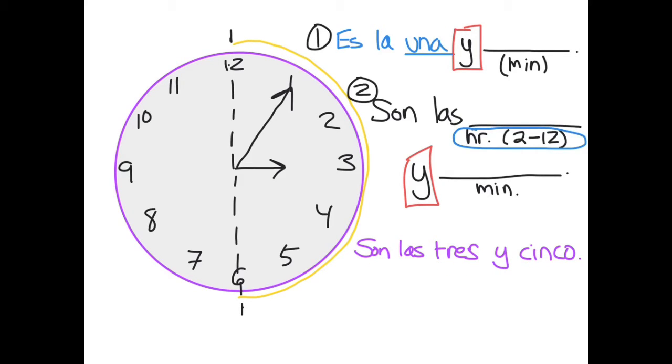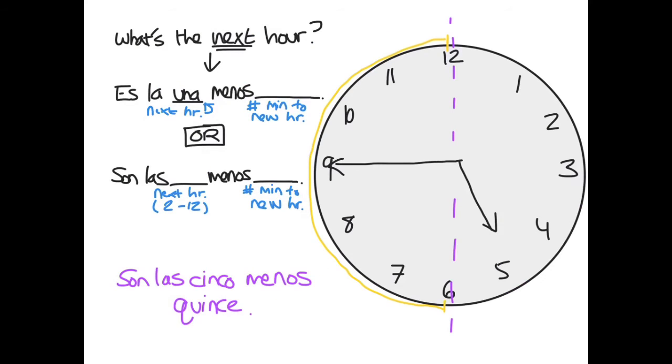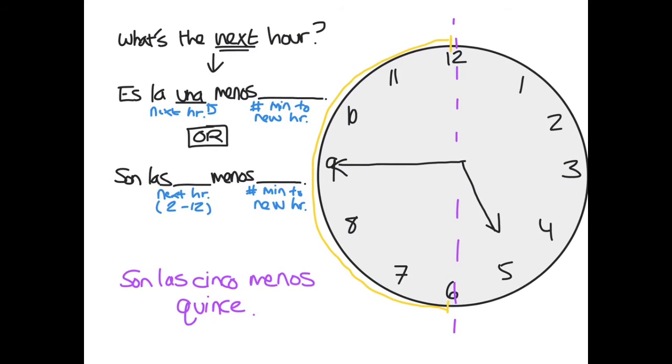Okay, so what happens if the minutes aren't on that first side? What if they're on the other side of the clock? Well, from 31 all the way up to 59, we're going to use this method outlined here on this slide. So for example, we've got 4:45 right here.